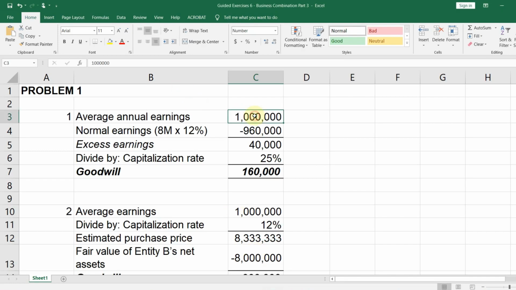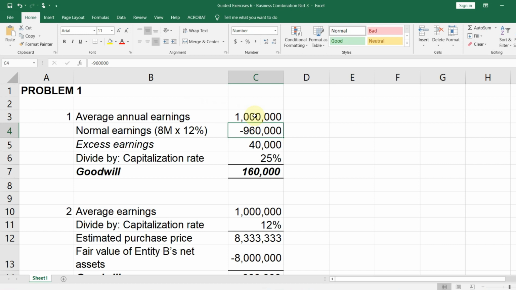The average annual earnings is 1 million. Good thing, given na siya. You don't need to divide everything. Each year's earnings for 5 years divided by 5 gives you the average annual earnings, which is given, 1 million. And then for the normal earnings, you just have to look for the fair value of the net assets, then multiply it by the average rate of return in the industry.